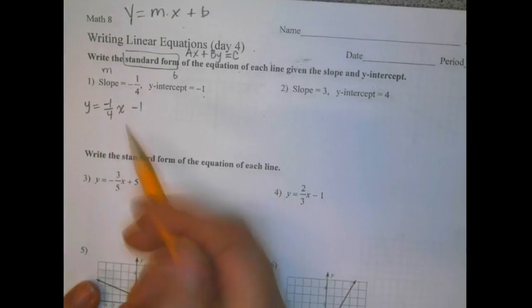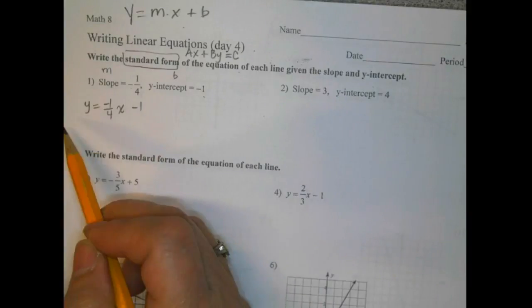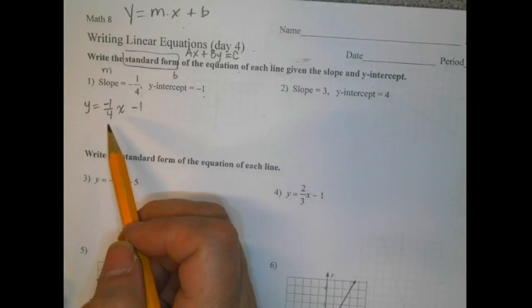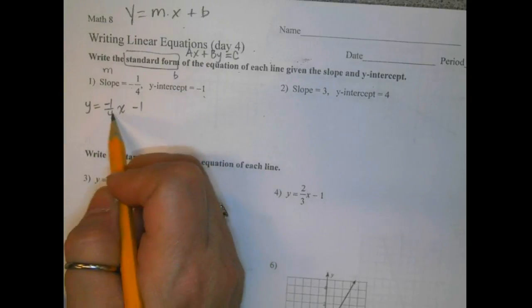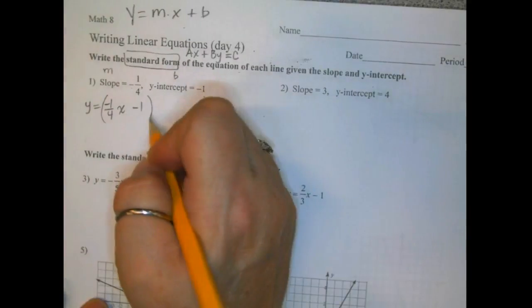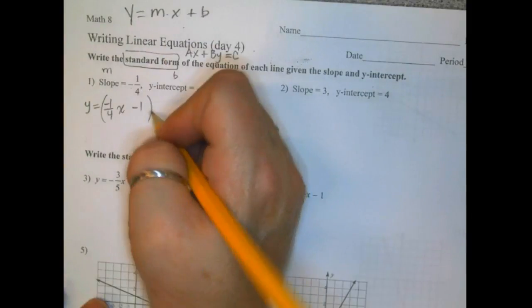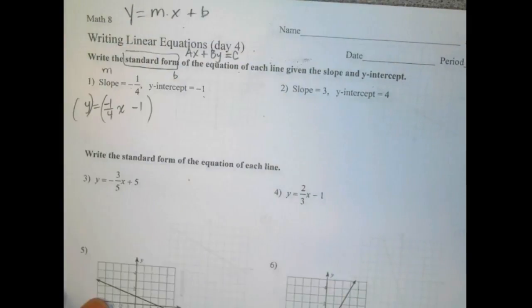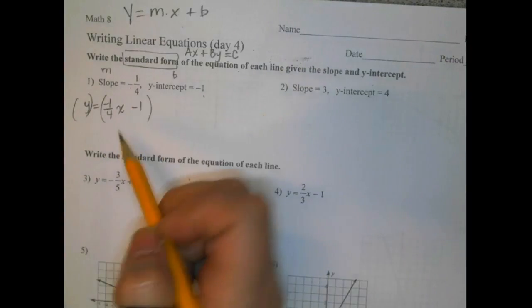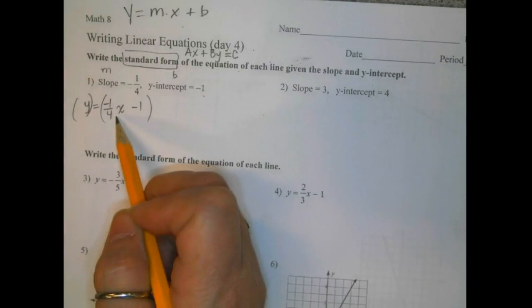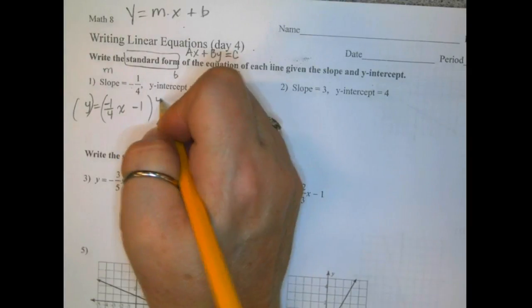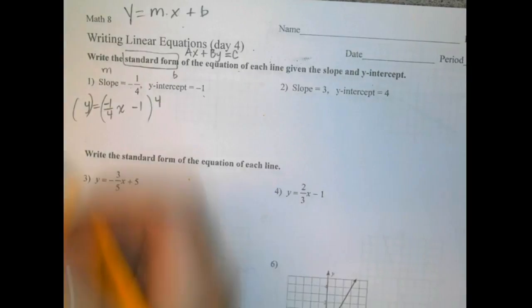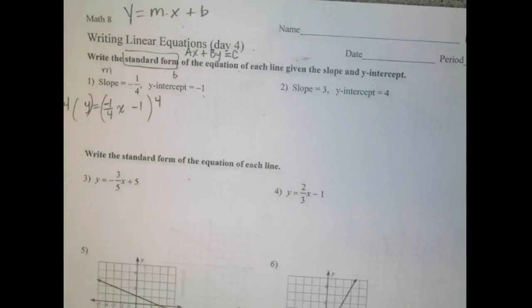Remember, my goal is to move this over here, but it has to be a whole number. So I want to get rid of this bottom number here. To do that, I need to multiply both sides by this bottom number of my fraction, and I can't forget to do that. So I'm going to multiply this side by 4, and this side by 4.